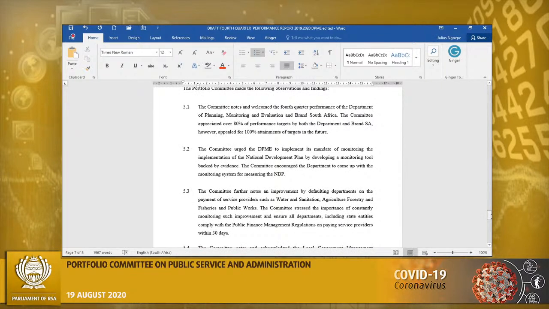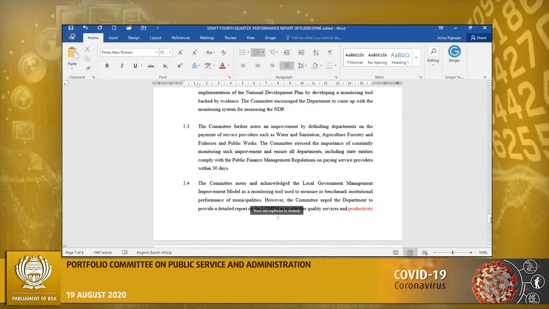5.3, the committee further notes an improvement by defaulting departments on the payment of service providers such as water and sanitation, agriculture, forestry and fisheries, and public works. The committee stressed the importance of constantly monitoring such improvement and ensuring all departments, including state entities, comply with the Public Finance Management Act on paying service providers within 30 days.